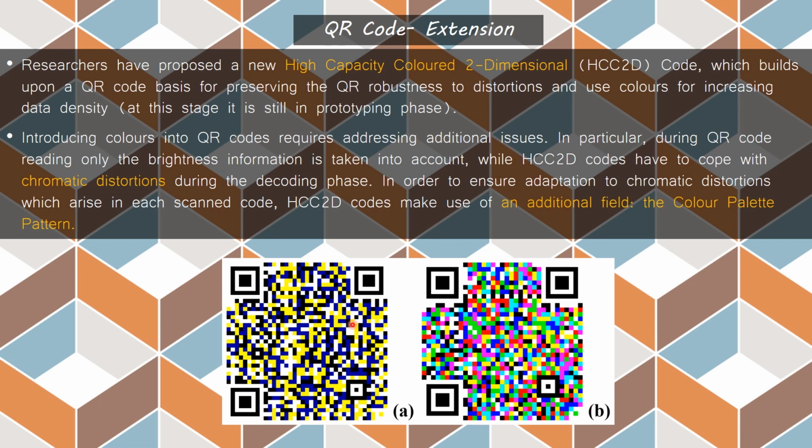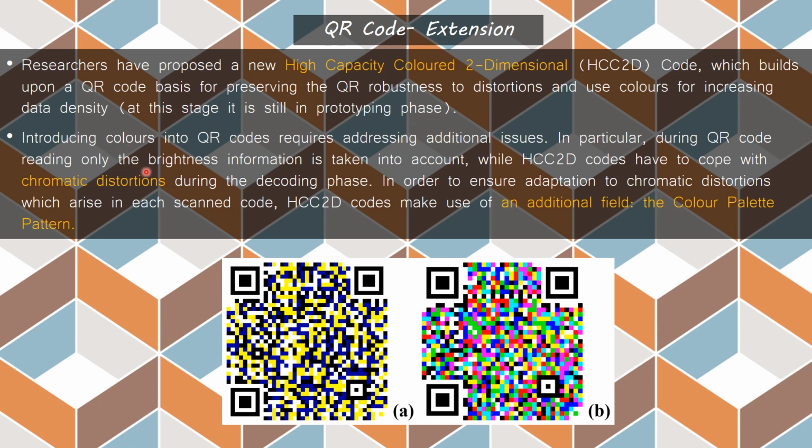And there are also QR code extensions. We require these extensions to store more data. To increase the data density, we add colors. So the researchers have proposed a new high capacity colored 2D code. It builds upon a QR code basis for preserving QR code robustness to distortions, and uses colors for increasing data density. It is still in the prototyping phase.